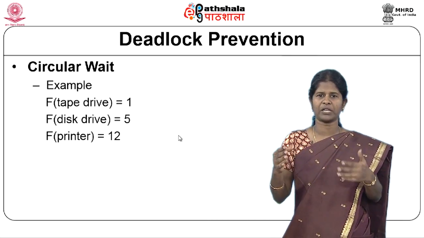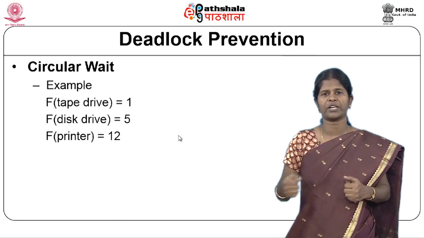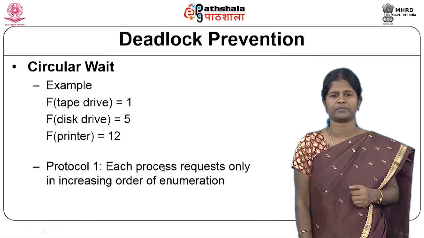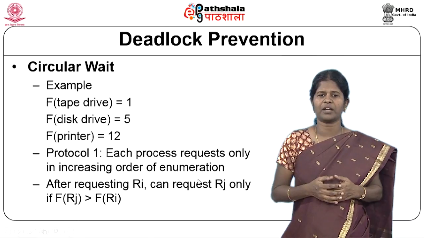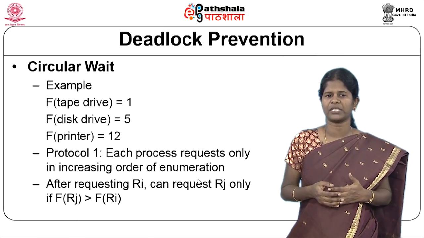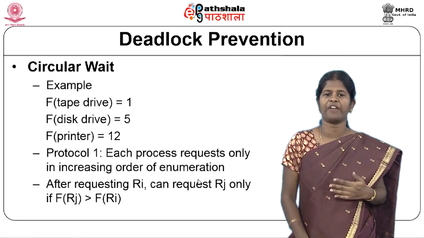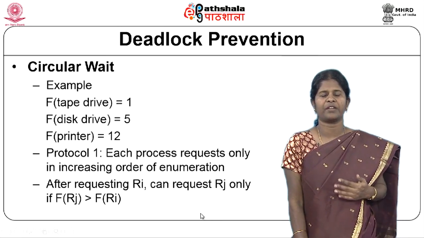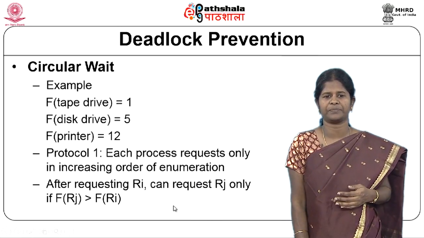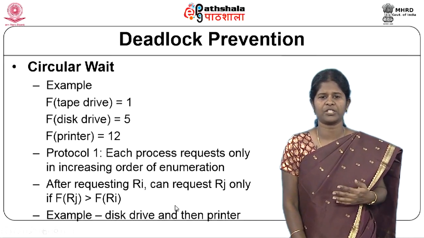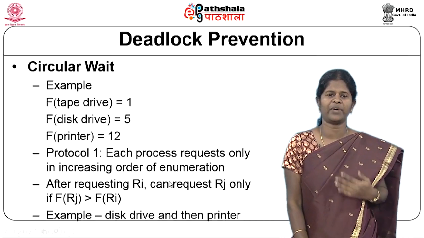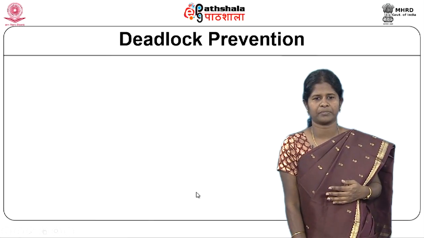So, only if a process gets the tape drive, then it will request for the disk drive. After requesting Ri, it can request Rj only if f of Rj is greater than f of Ri, if you are using notations. So, the example as I told you: only get the disk drive and only then you get the printer.